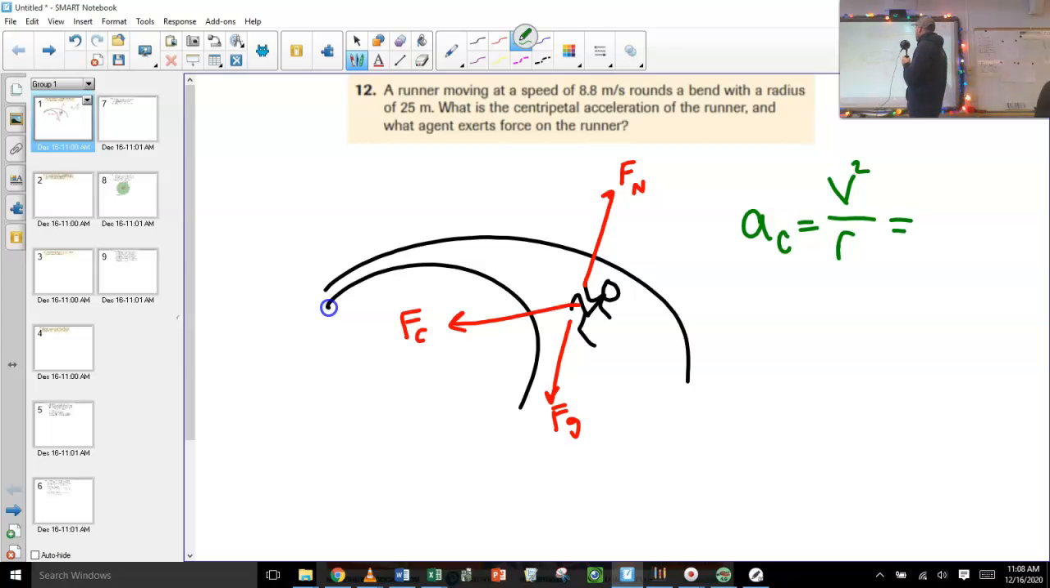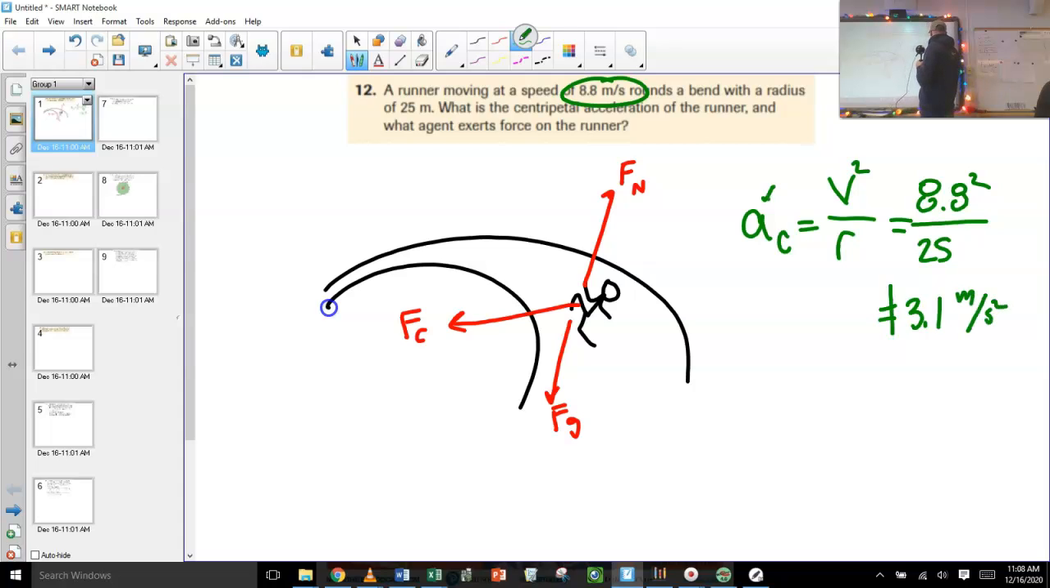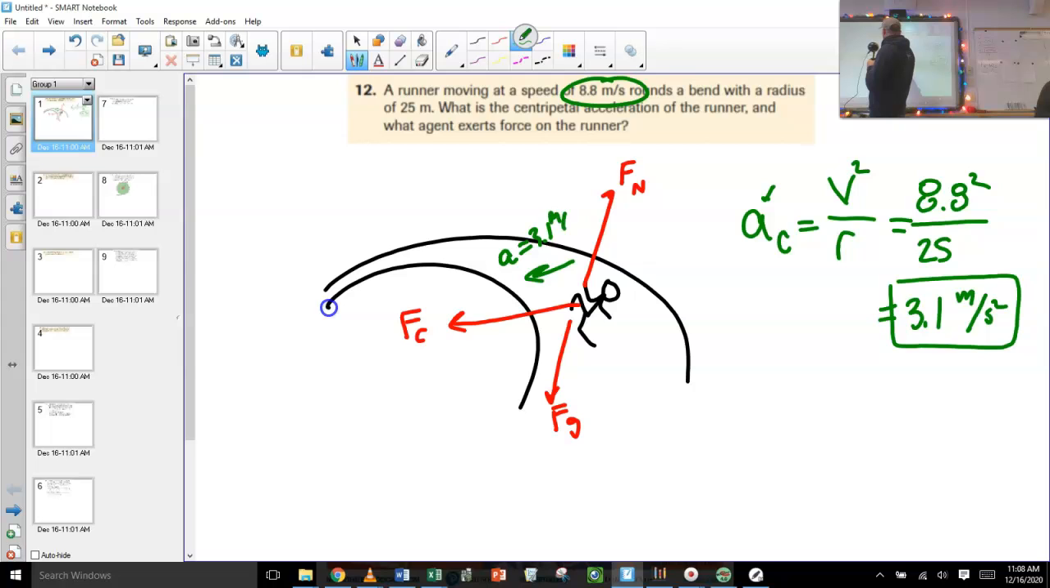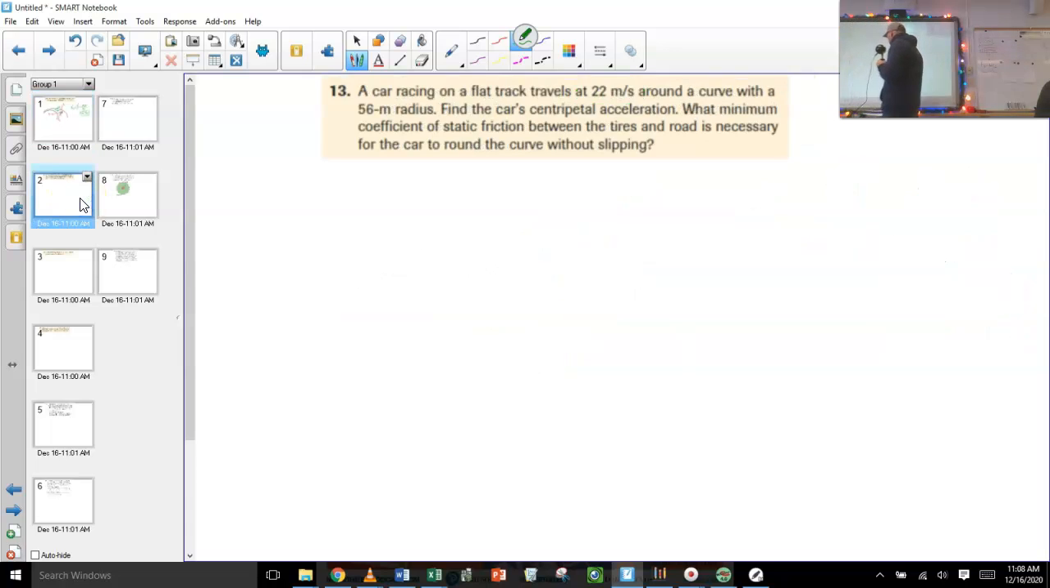The centripetal acceleration is always your velocity squared divided by your radius. Maybe they're just so nice that they give us everything. Oh, 8.8 divided by my radius of, they tell you that, 25. So 8.8 squared divided by 25, and you get 3.1. And since it's acceleration, it's meters per second squared. So when you're going around the corner, you're always accelerating towards the center at 3.1 meters per second squared. That's number 12.